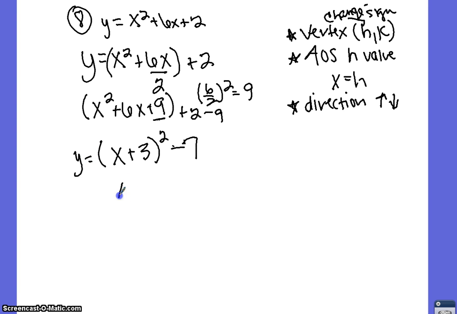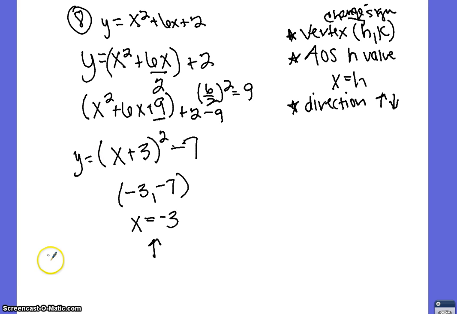And when I ask you for the vertex, it's going to be negative 3, negative 7. My axis of symmetry is x equals negative 3. And this graph is actually going to open up because there isn't a negative sign outside of the problem. Okay, now if you look at the next section, it says we're going to graph each function. You guys are going to do that part in class. So I'm going to do one more example.